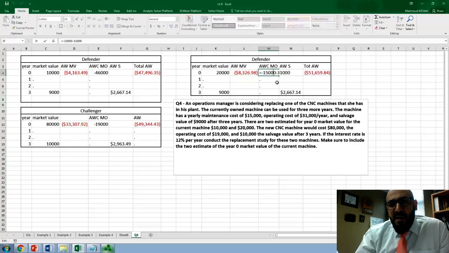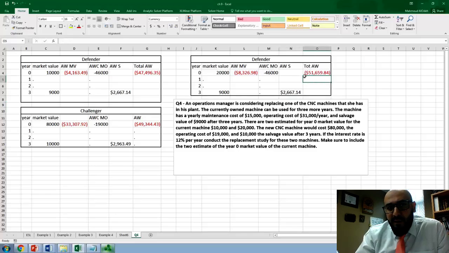Maintenance and operational cost is $46,000, adding the $15,000 plus the $31,000, and this is negative because this is a cost. The salvage value is a positive number because we assume that we're going to get the money back, and we found the equivalent for the $9,000 using the PMT function. Adding all these together, you will find a total annual worth for the Defender, if the market value is $20,000, to be $51,660.